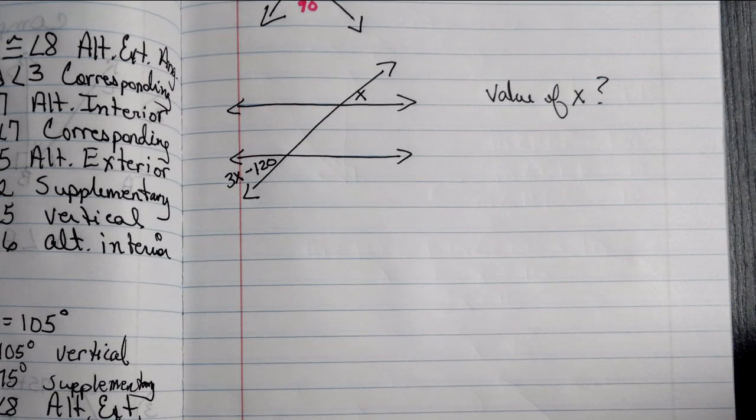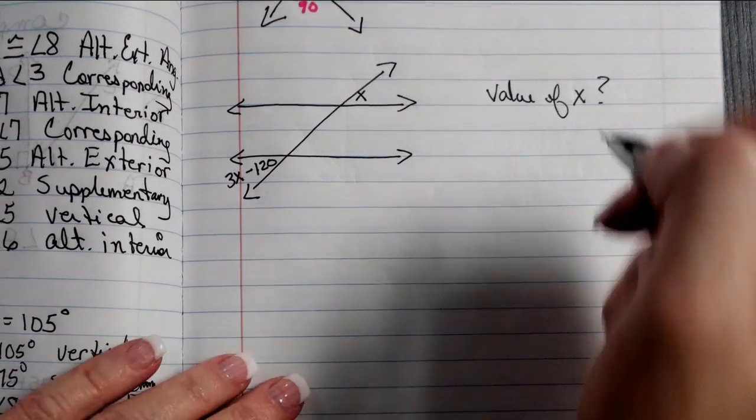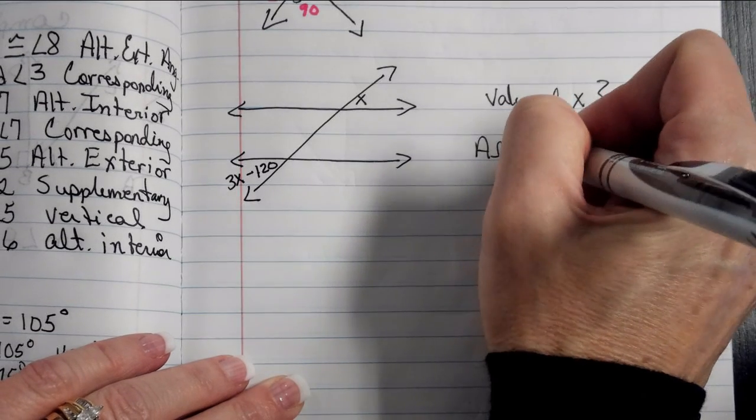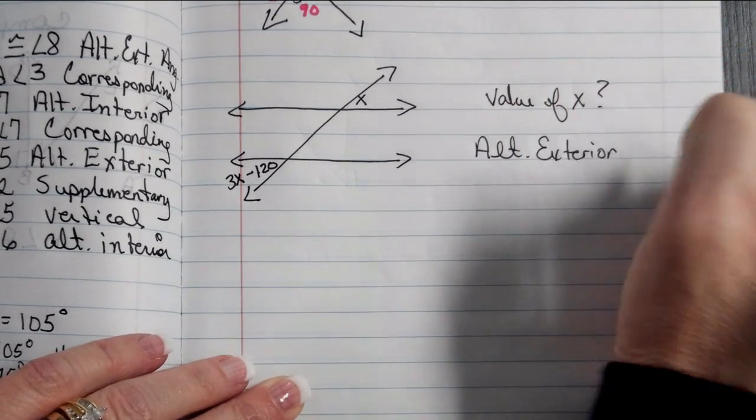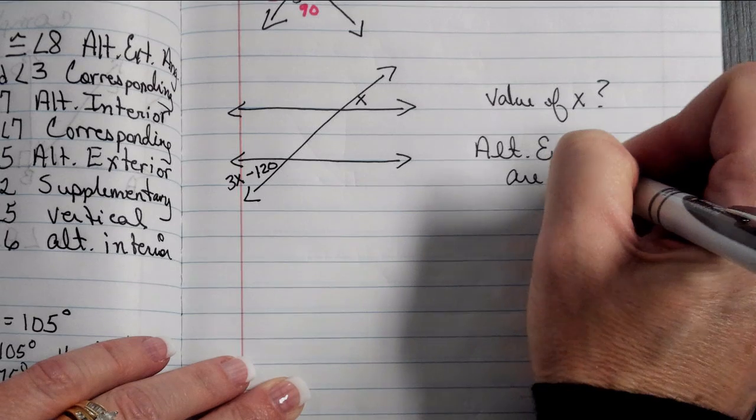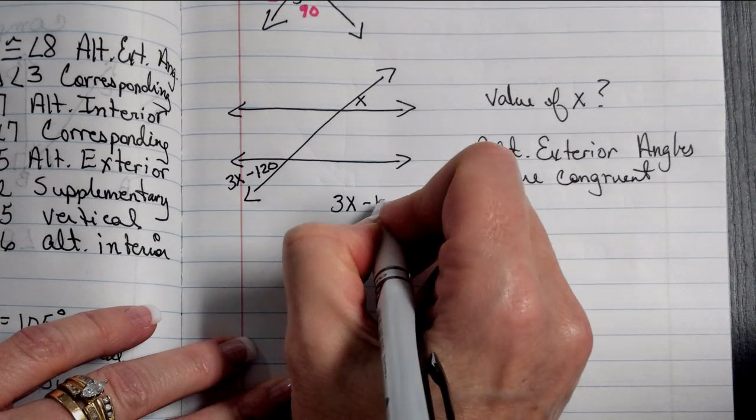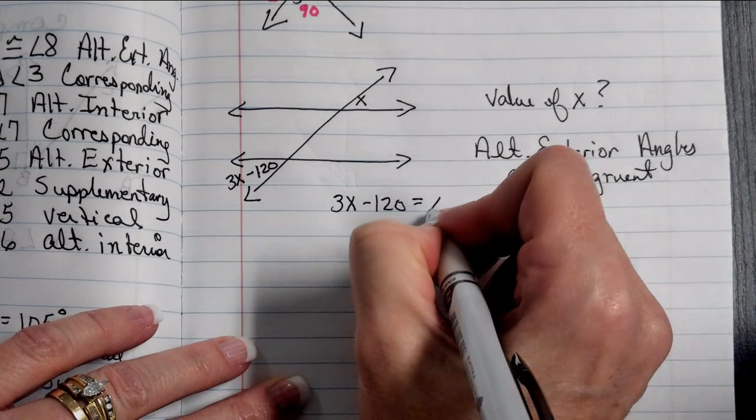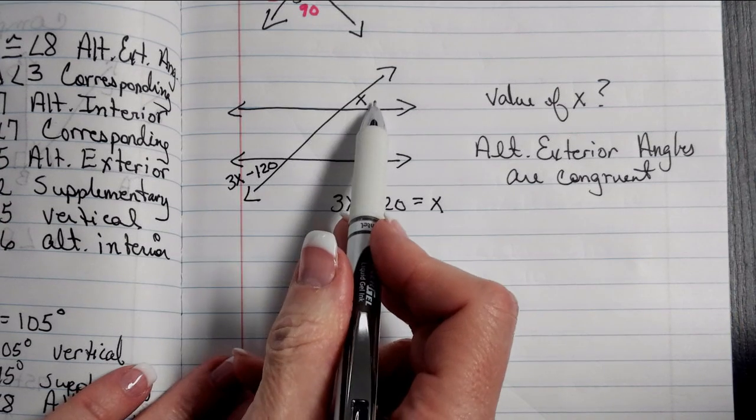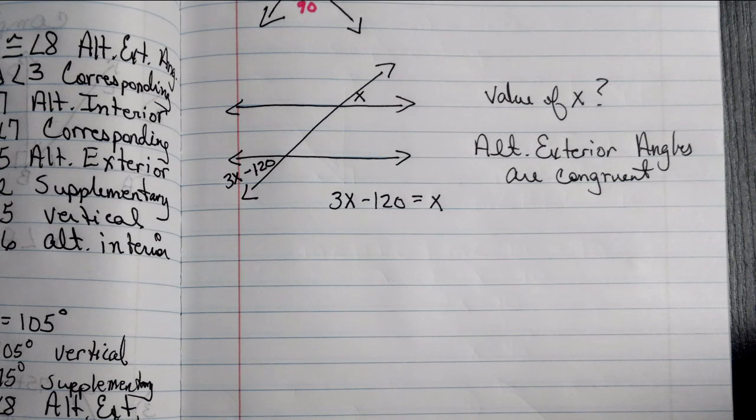What do we know about those two angles? They're not supplementary. They are alternate exterior. And what do we know about alternate exterior angles? They're congruent. So they equal each other. That tells me that 3X minus 120 equals X. It's important to know that they equal each other, not that you're adding them to equal something else, because that would be a different equation.